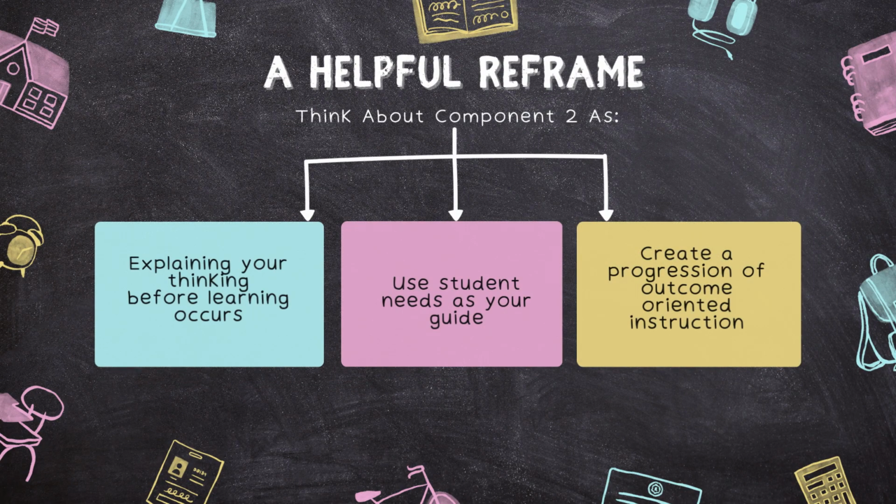A helpful way to think about Component 2 is this: Component 2 explains your thinking before learning happens. If your writing answers the question, "Why did I make this decision for these students?" then you're moving in the right direction.